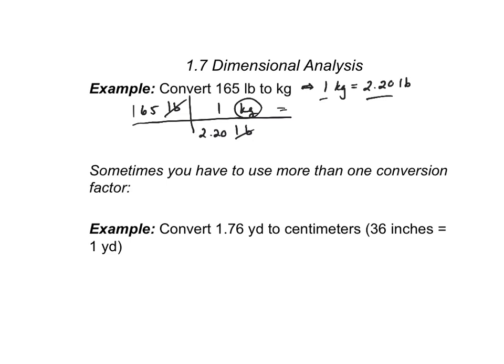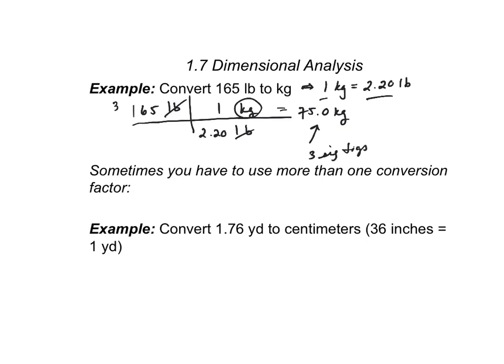I'll take 165 and divide by 2.2, and that gives me 75.0 kilograms. How many sig figs should my answer be to? 3, because there are 3 here, right? And this is what we're actually measuring. So my answer should be reported to 3 sig figs. Okay?